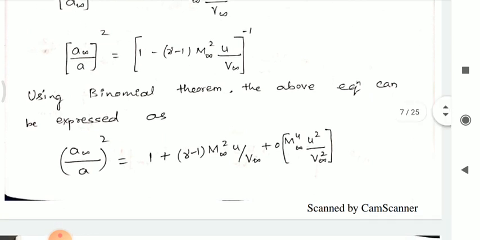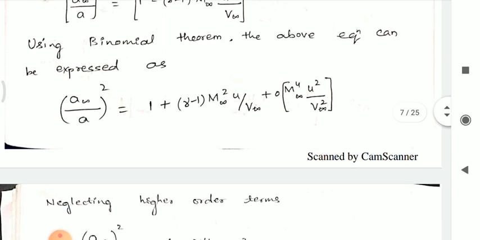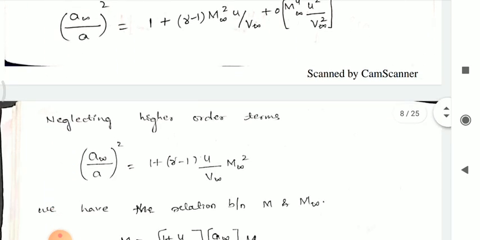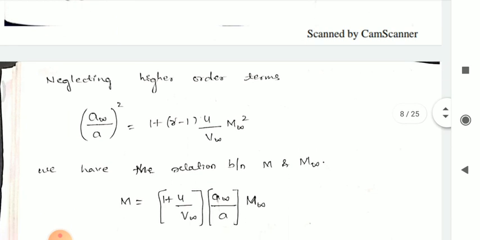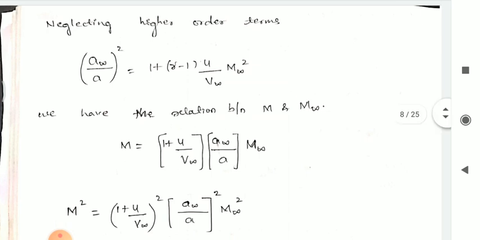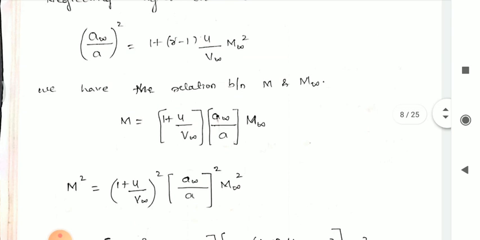But now the higher order terms like m to the power 4 and everything, if you just neglect them to 0, only the first and second term, that is 1 plus (γ minus 1) into u/v∞ m∞², will be left. And we also have the relation between m and m∞. The relation between m and m∞ is this much: m is equal to 1 plus u/v∞ into a∞/a into m∞, and m² will be the square of everything.